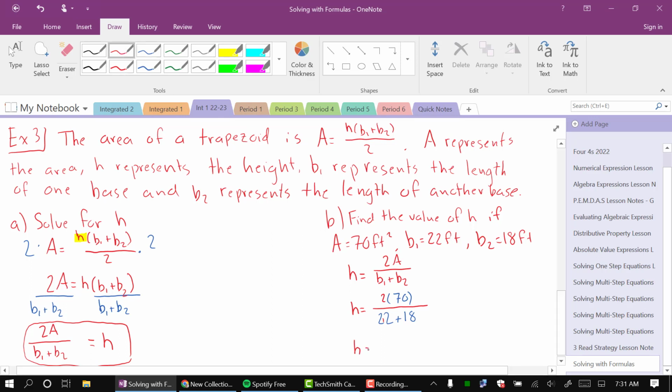So I can multiply this out and add these up. That gives me h equals 140 feet squared divided by 40 feet. So feet squared divided by feet, that's just going to leave you with feet. 140 divided by 40 is 3.5. So the height of this trapezoid is 3.5 feet.